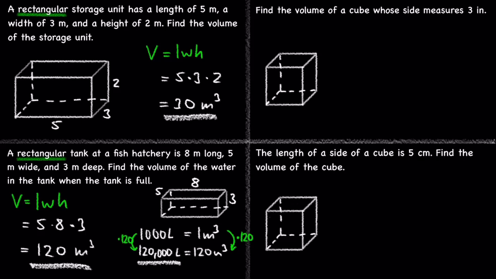Find the volume of a cube whose side measures 3 inches. All sides of a cube have the same length. So the formula for the volume of a cube is simple. Just cube the length of the side and you're done. So 3 cubed is 3 times 3 times 3, which is 27. So the volume of this cube is 27 cubic inches.